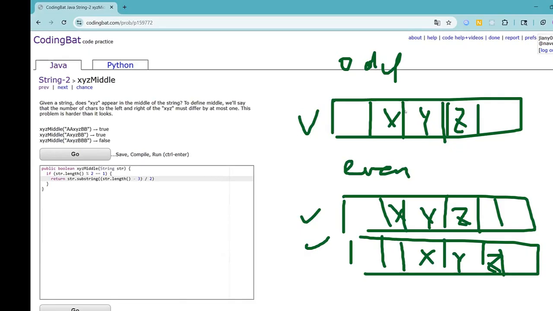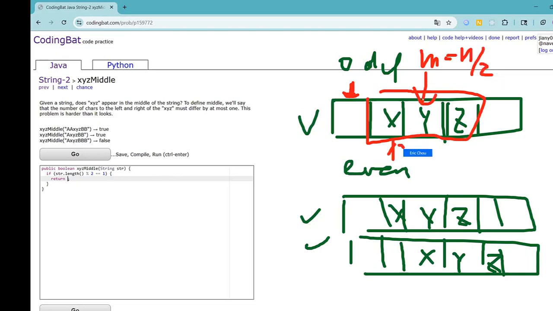To check if this is XYZ. You just check if the middle three is XYZ. I don't think you need this minus 3 divided by 2. Your middle is this one. The middle is length divided by 2. So this one is middle minus 1, and this one is middle plus 1. That's it. Why do you need a substring of the length minus 3 divided by 2? I don't get it.